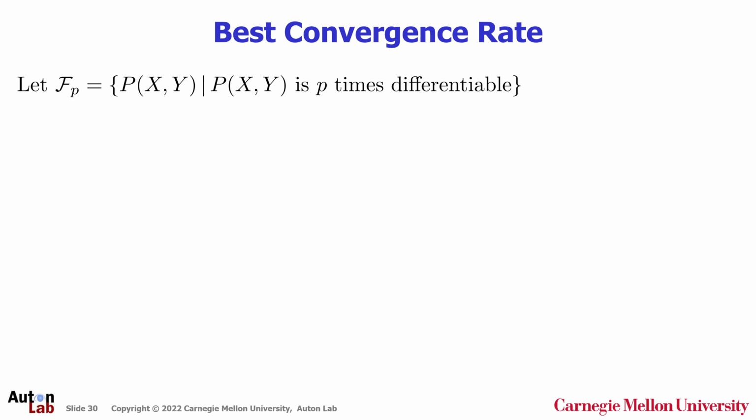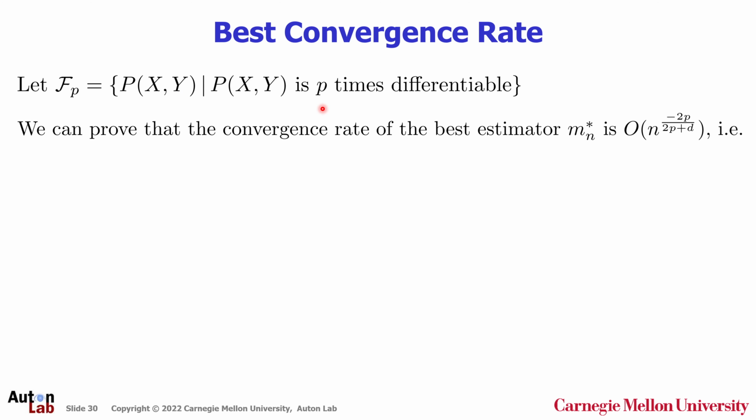To be a bit more concrete, let's consider the same family of distributions that we just talked about. That is, let Fp be a set of distributions where each distribution in this family has a density function that's p times differentiable. We can prove that there's a regression estimator whose convergence rate in this family of distributions is big O of n to the minus 2p divided by 2p plus d, where d was the dimension of input x and p just shows that the joint density of x and y is p times differentiable.